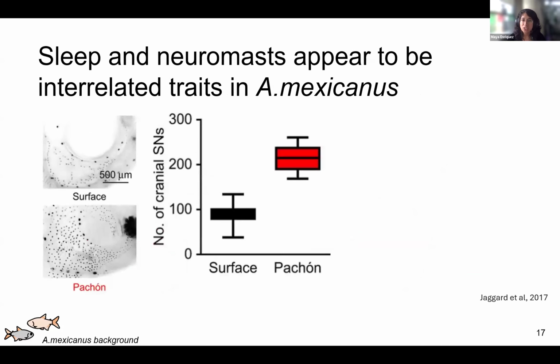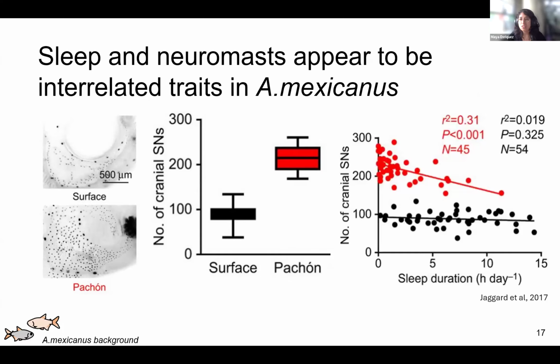Additionally, previous work in the literature has shown that sleep and neuromasts appear to be interrelated traits in Astyanax mexicanus. Here we're showing an example of a dye that's revealing the neuromasts, and you can see in surface there are far fewer in this cranial area than in the Pachon cavefish. And then there was this really interesting and provocative correlation showing that the fewer neuromasts you have, the more you sleep, or something like that. And so we wanted to tease this apart.